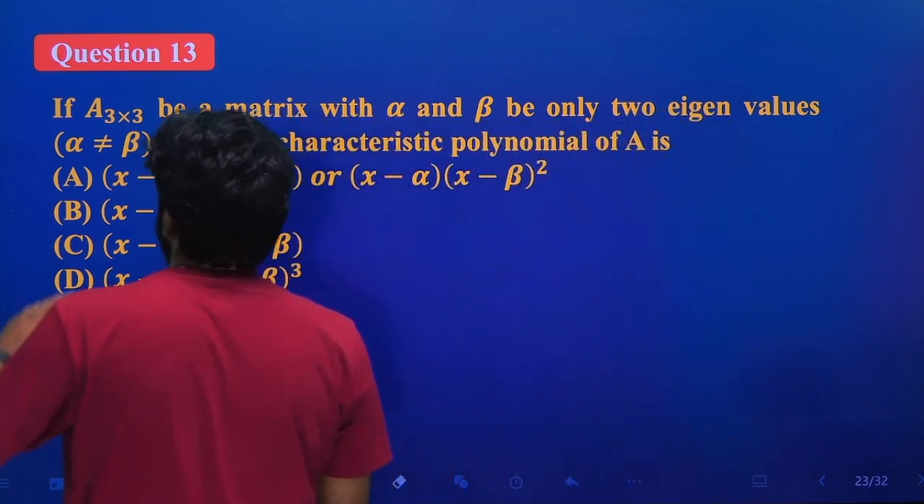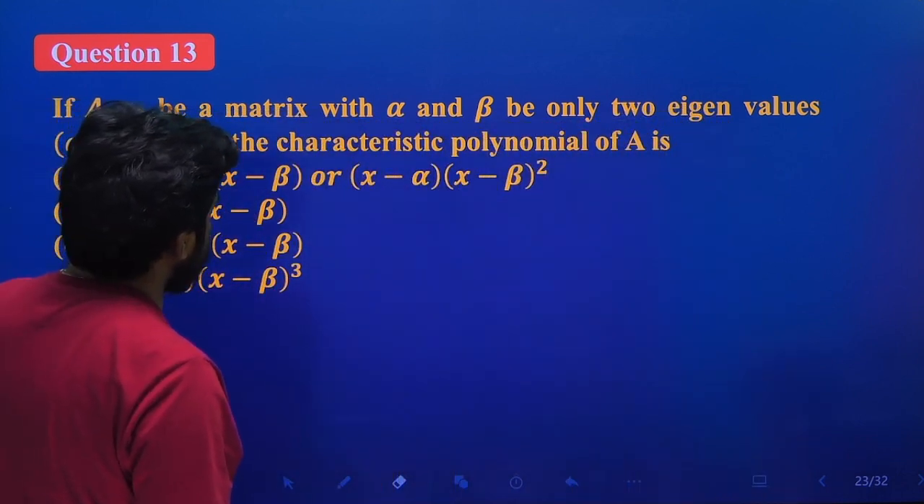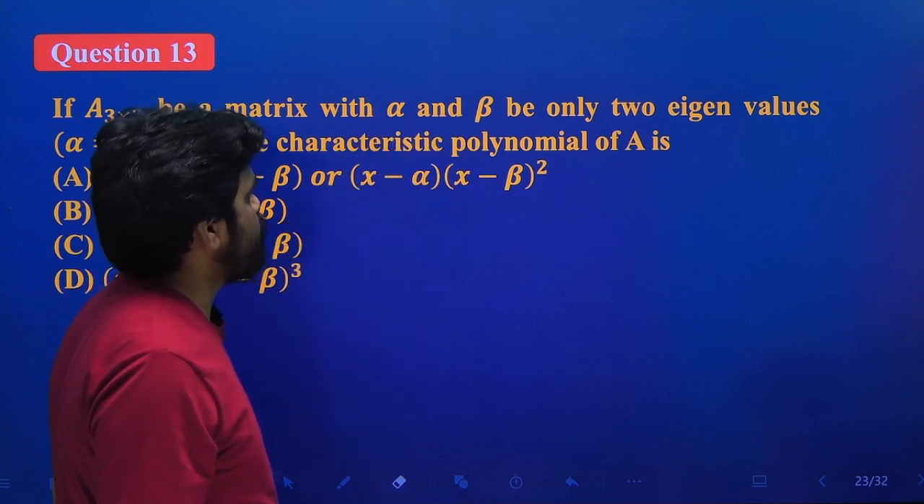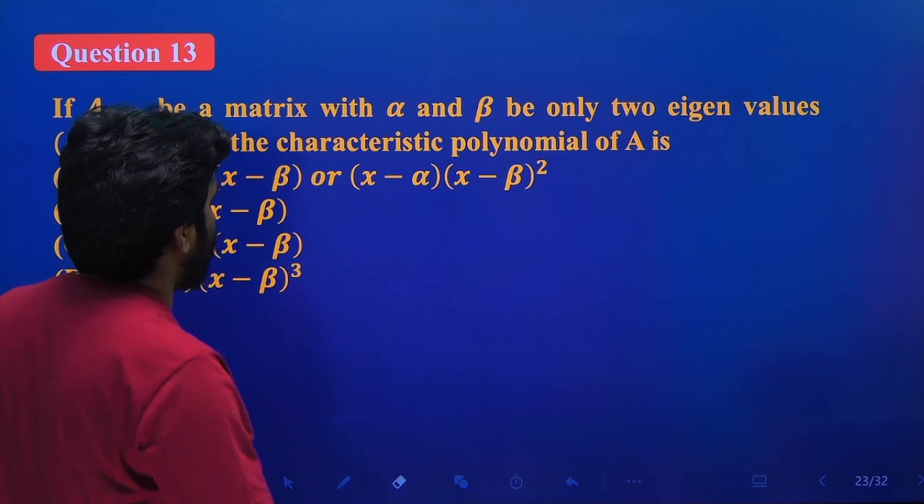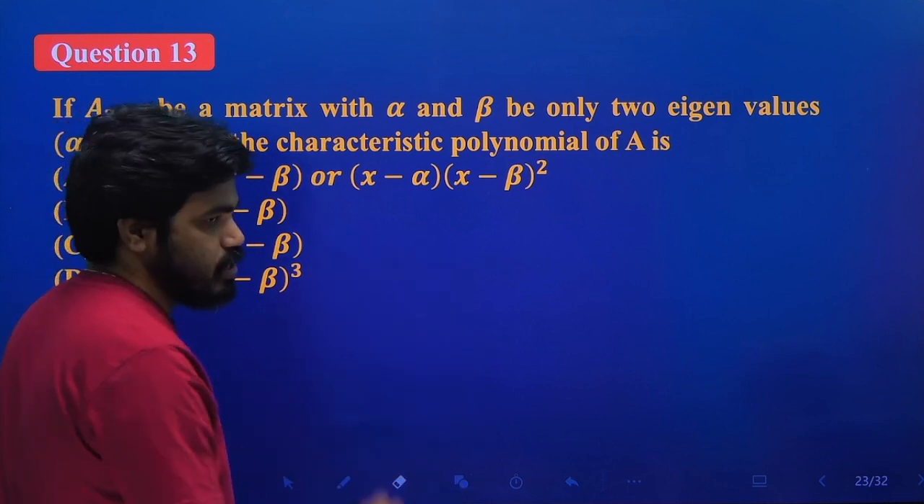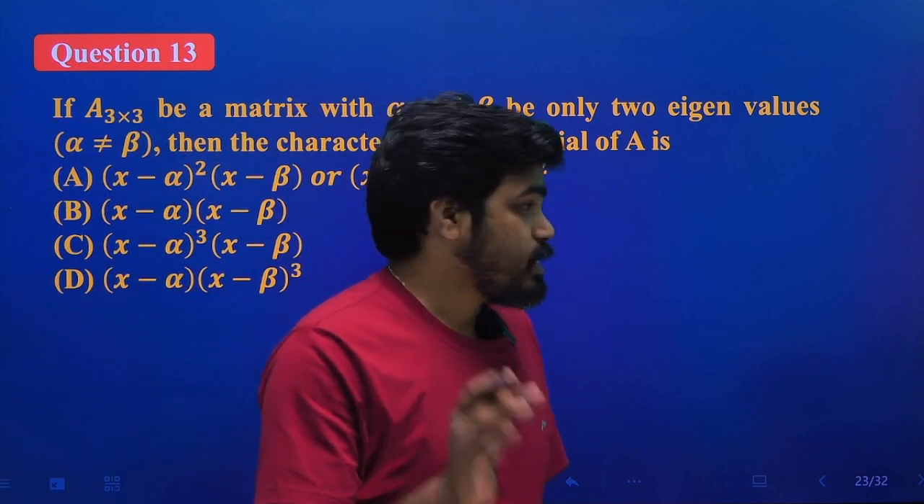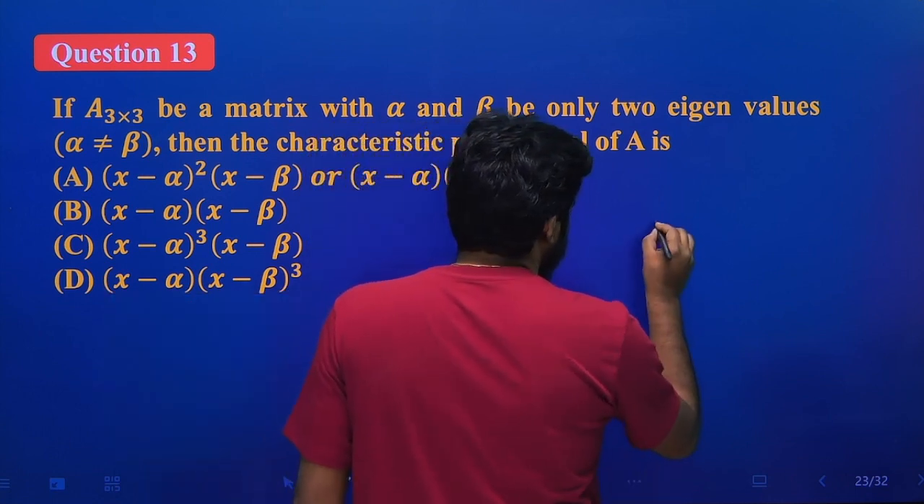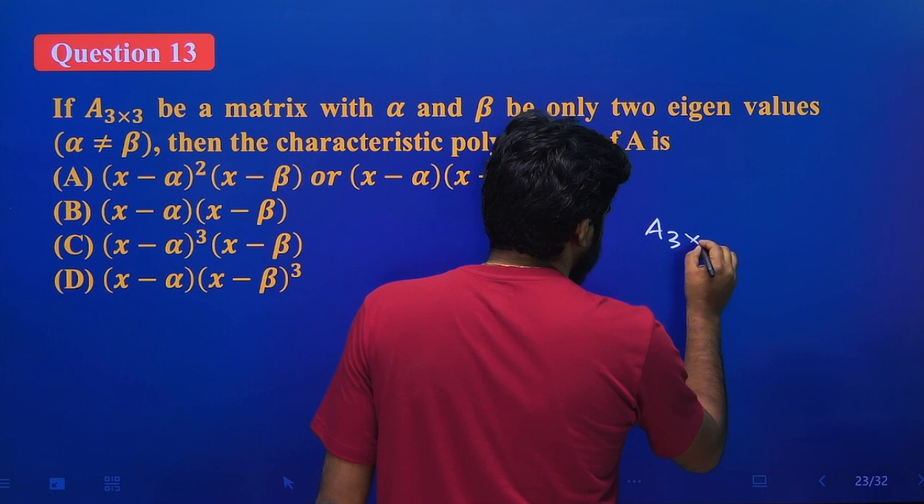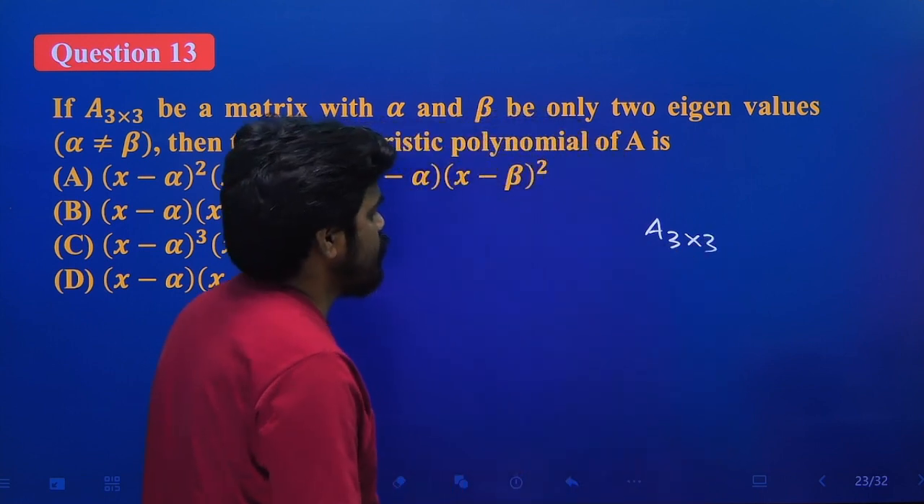Example 13. If A be a 3 cross 3 matrix with alpha and beta as two eigenvalues, then the characteristic polynomial of A. Just see what is given here. Here it is given that A is a 3 cross 3 matrix.